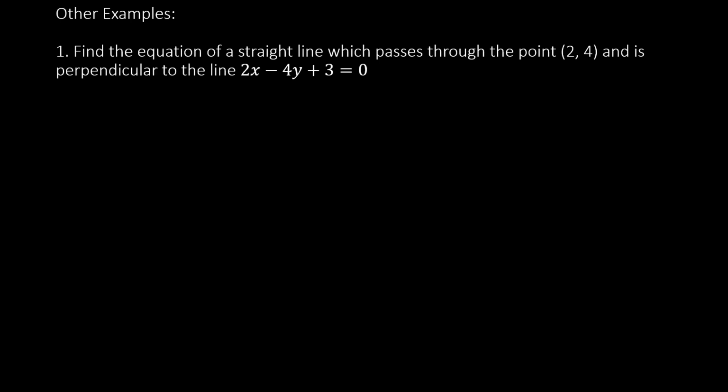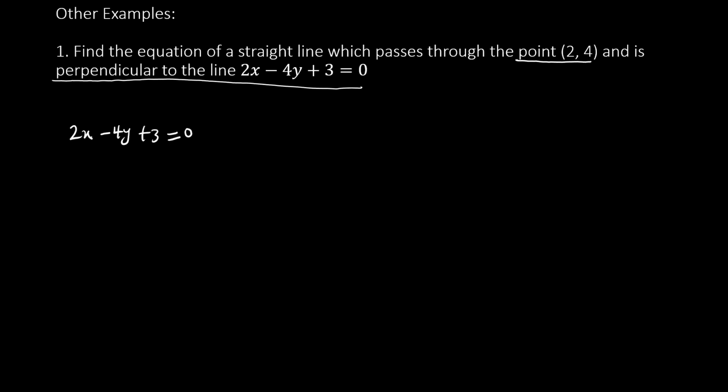I have some other examples I want us to consider here. This is the first one. It says, find the equation of a straight line which passes through the point (2, 4) and is perpendicular to the line 2x minus 4y plus 3 equals 0. To analyze this question, we're given a point, which is the point (2, 4), and we're also given a line which is perpendicular to the line we are going to look for the equation of. Let me write out the equation of the line. We have 2x minus 4y plus 3 equals 0.